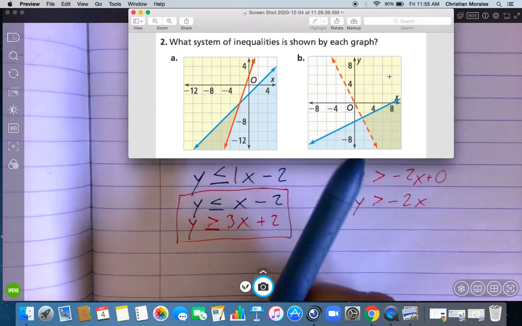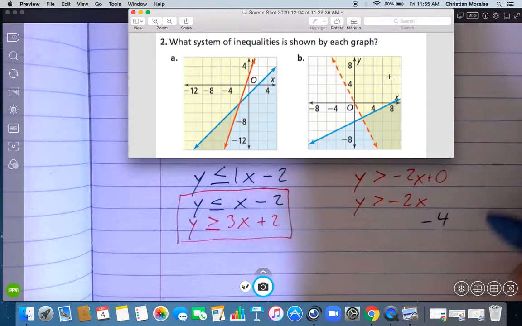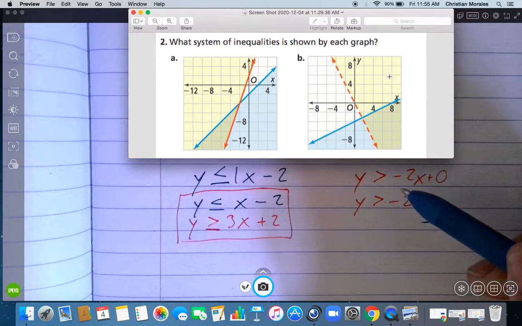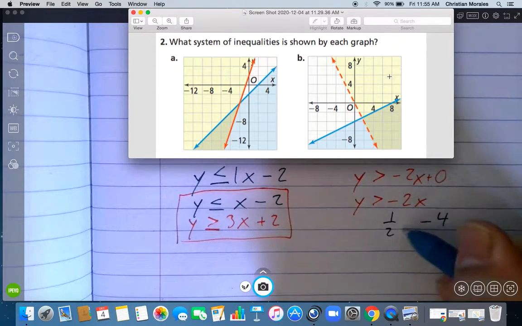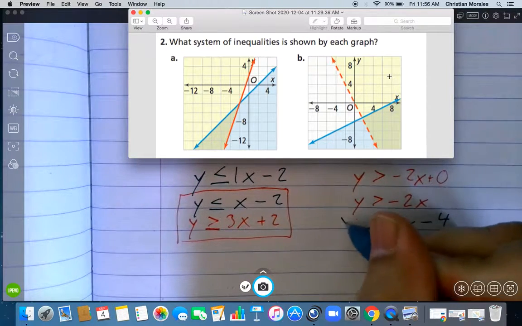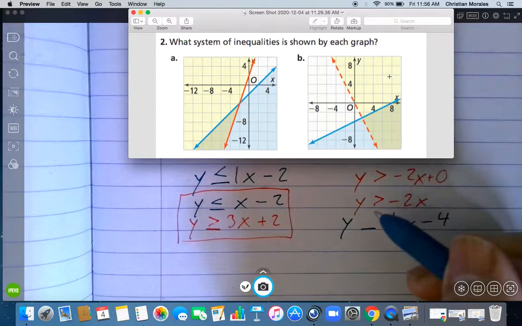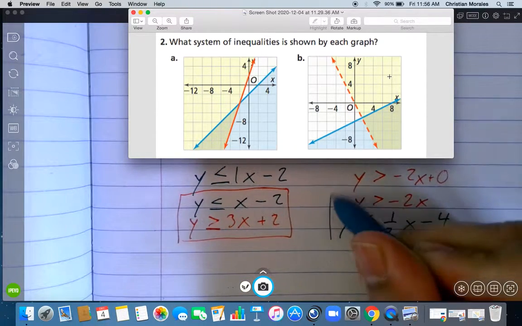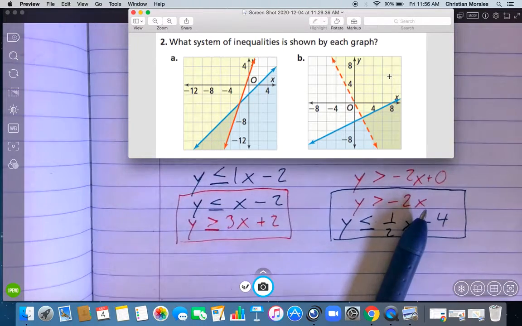The blue line starts at -4. The slope is going up 2 over 4. Simplify that. Up 1 over 2. So it's 1/2. This one is a solid line, so I'm going to put a line underneath this. And now I have to decide, is it shading above the line or below? It's shading below, so y is less than, and this is the second graph. That's the second answer. Okay?